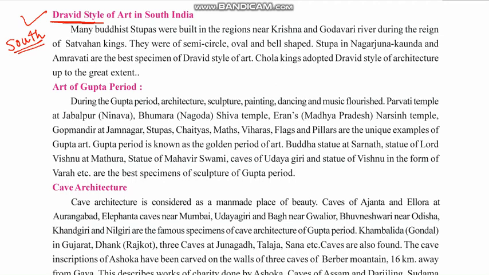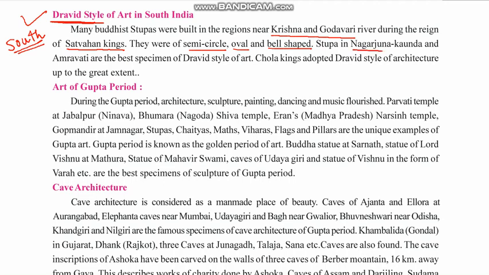Many Buddhist stupas were built in the regions near the Krishna and Godavari rivers, where these rivers flow, during the reigns of the Satvahana kings. When the Satvahana kings used to rule, at that time they were built. They were of semicircle, oval or bell shape.